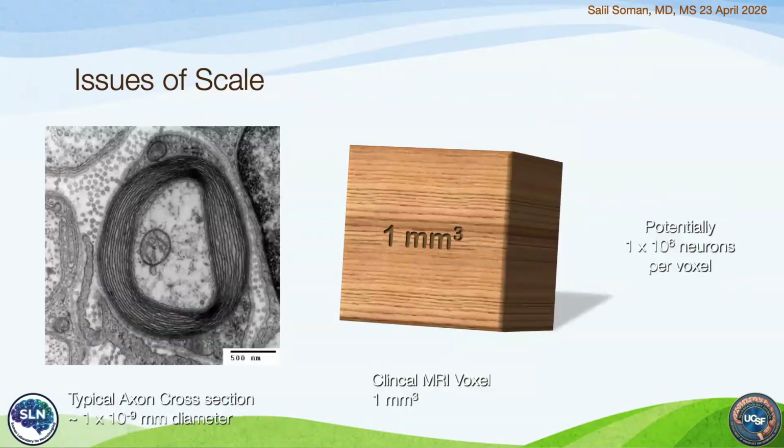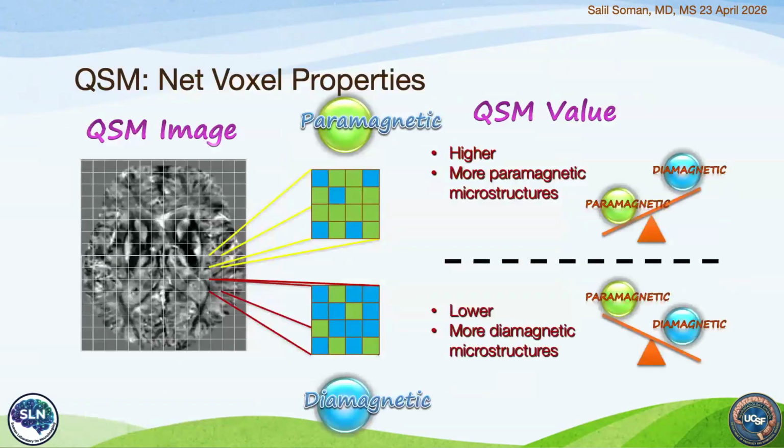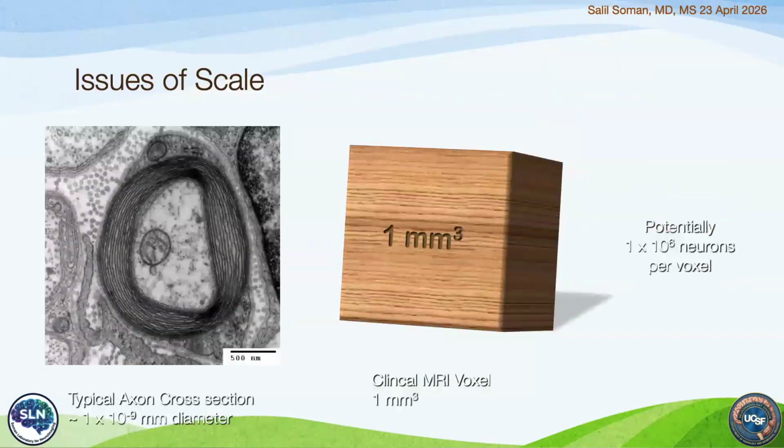Okay. The next part, touching back on what I mentioned earlier: QSM is a net paramagnetic-diamagnetic balancing act at every voxel that you're looking at. At best we're doing 1 millimeter isotropic, so you potentially have 10 to the 8th neurons inside one of these voxels. If something's going wrong with some part of the neurons or their support cells, you're getting the net.